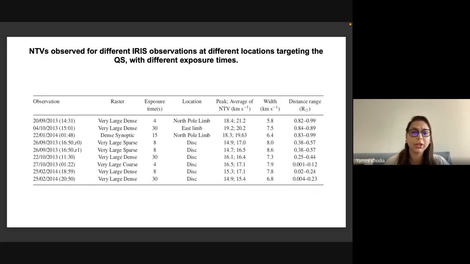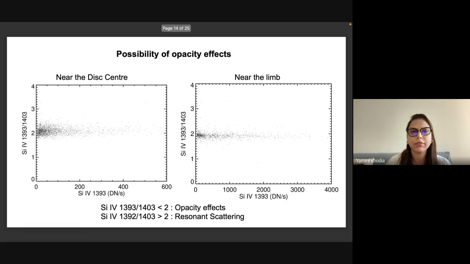But that temporal exposure doesn't have any effect on the average value of the non-thermal velocities. For the limb, the average value of the non-thermal velocity tends to be somewhere around 20 kilometers per second, while the disk observations have an average of around 15 to 16 kilometers per second. So we observe that there is a certain center to limb variation for these non-thermal velocities, and such variations are generally attributed to the opacity effect.